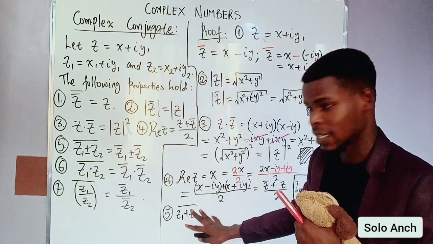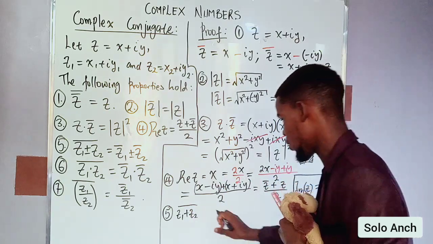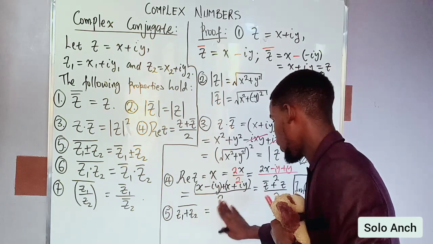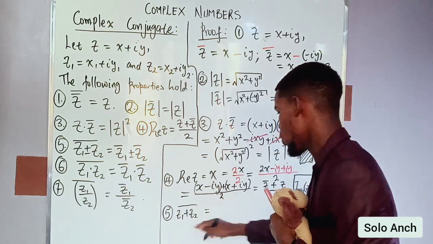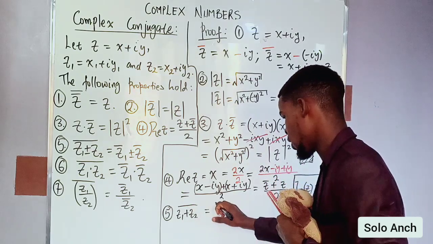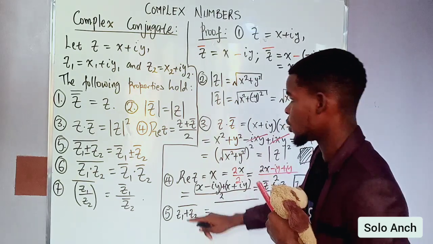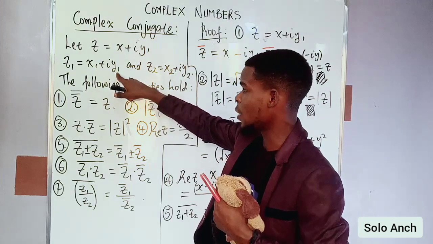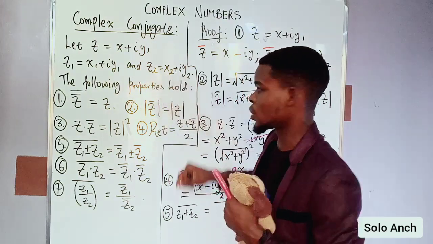Yeah, you're going to use the exact same method that we'll be using here, so you watch out. So first of all, we'll add the two complex numbers together. So when we add z1 to z2, what do we get? Then we take the conjugate as a result. So let's see. Well, z1 plus z2, z1 is x1 plus iy1, and then z2 is x2 plus iy2.